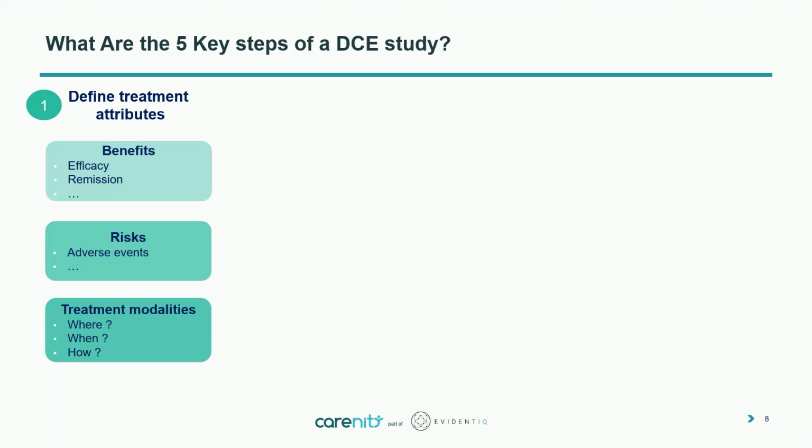I personally recommend to investigate the acceptable number of attributes within the pilot work, as this is likely to be context-specific. The main categories of treatment attributes are benefits, such as efficacy, disease remission, symptoms relief, etc. The second one is risk, for example, severe adverse event, moderate adverse event, occurrence of hospitalization, type of adverse events.